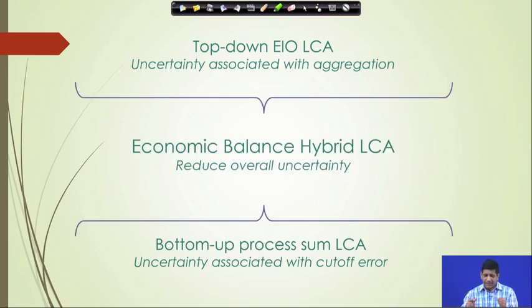So, let us go for something like an economic balance hybrid LCA, which reduces the overall uncertainty. You take the top down approach and the bottom up approach, mix them together, and come up with the economic balance hybrid LCA, essentially reducing the uncertainty of the data. As you know from LCA exercise, lots and lots of data go in, and if the data quality is not correct, if there is a lot of uncertainty in the data, of course that reflects in your LCA result. So, that is what we need to look at.